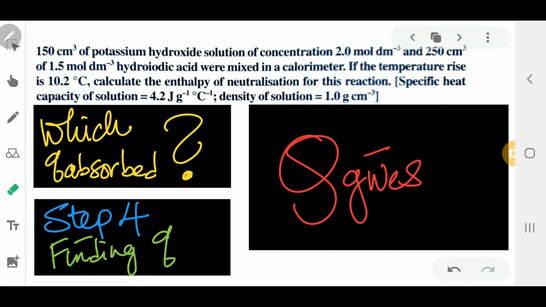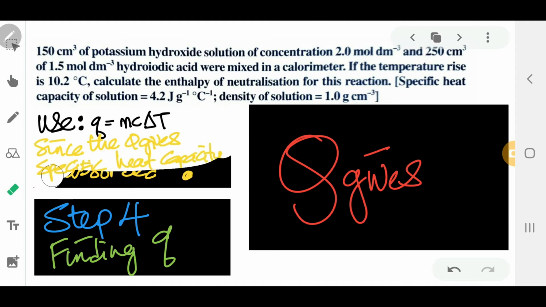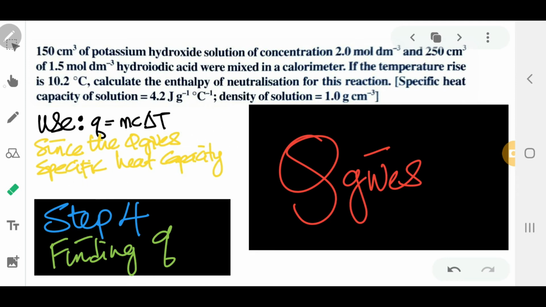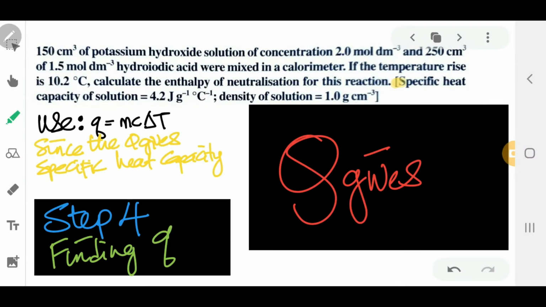For this particular question, we need to use Q equals MC delta T. Q equals mass times specific heat capacity times the change in temperature. Why? Because the question gives you the specific heat capacity value, right over here, and nothing else. You don't have heat capacity given to you, only specific heat capacity. Therefore, the one that we're going to use is this. So that's how you're going to be able to identify which Q formula you need to use in order to solve a problem in thermochemistry.